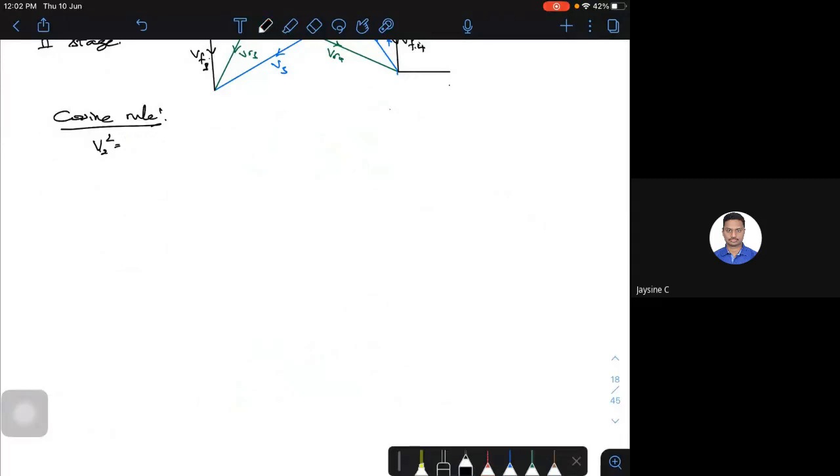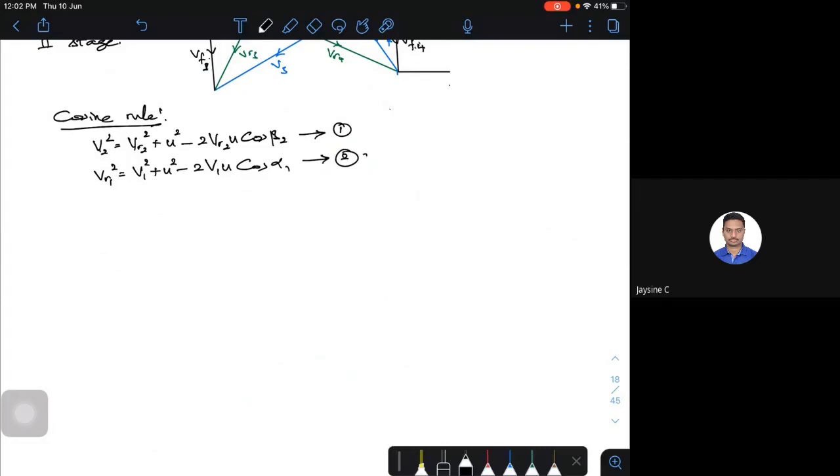So V2 square is equal to VR2 square plus U square minus 2 into VR2 into U into cos beta 2. VR1 square is equal to V1 square plus U square minus 2 into V1 into U into cos alpha 1. If I call this equation number 1, let me call this equation number 2.